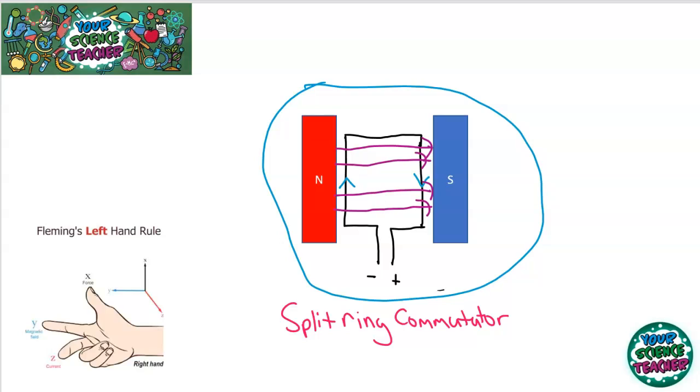Now, if we look at Fleming's left-hand rule, each finger here has a label to it. We have our thumb showing the force. This is the direction that the coil will move.